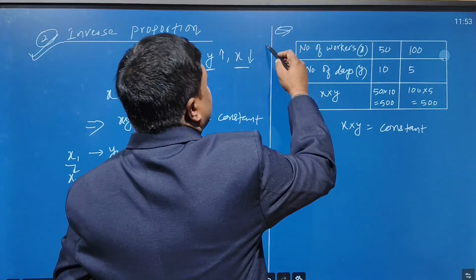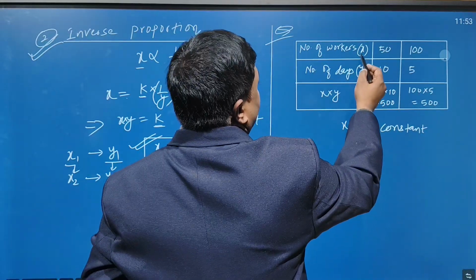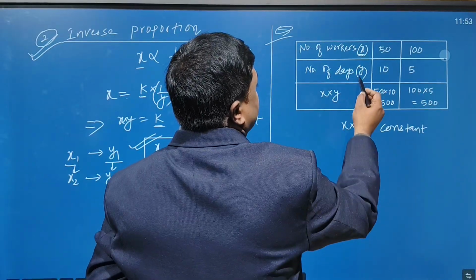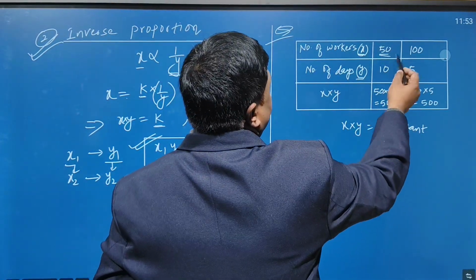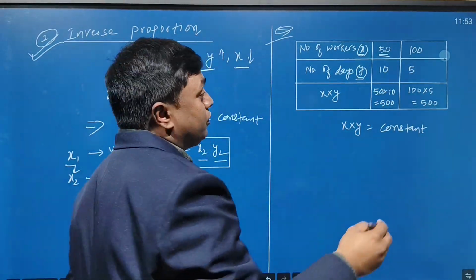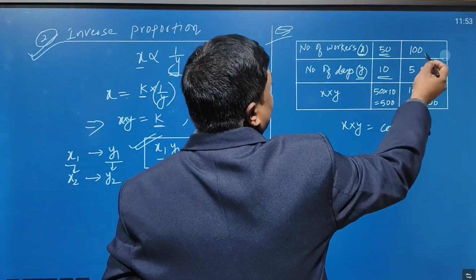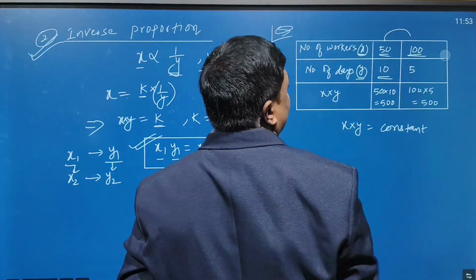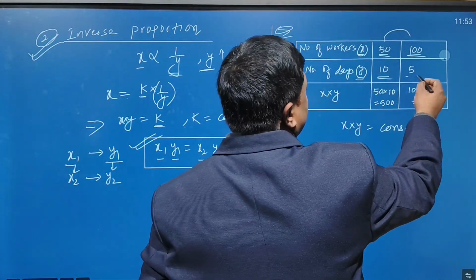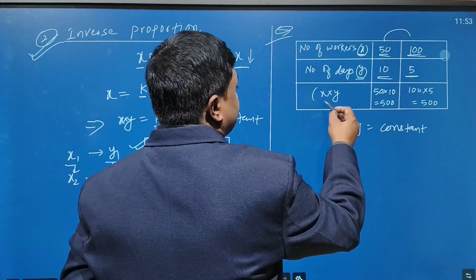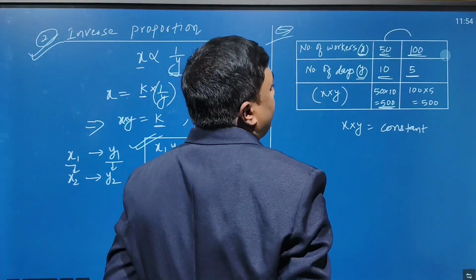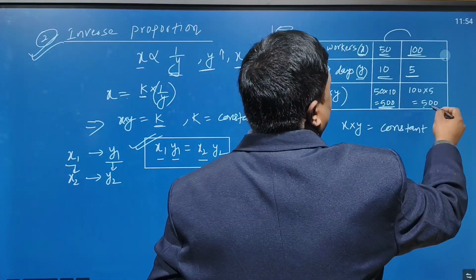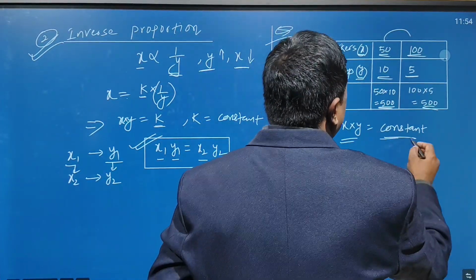Here, check once. Number of workers, which is x, and number of days, which is y. If the number of workers is 50, the number of days to complete a work is 10. If the number of workers increases to 100, how many days does it take? 5. Just check once x into y. 50 into 10, how much? 500. 100 into 5 is what? 500. So x into y is going to be constant.